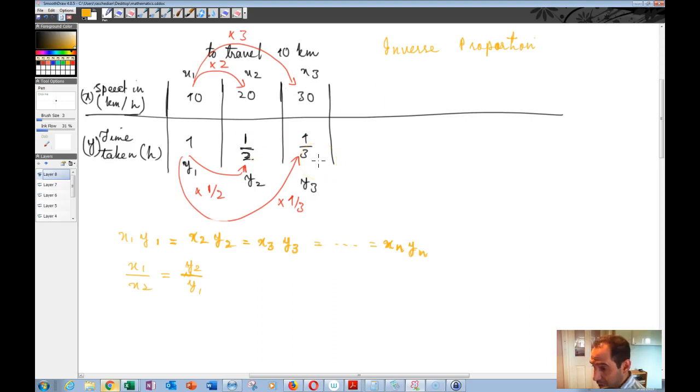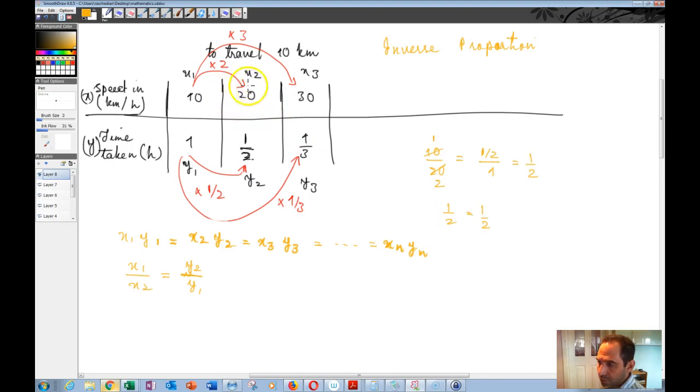So what that means is that basically the ratio of these two numbers, for example 10 to 20, is the same thing as 1/2 to 1. Meaning that 10 to 20 is equal to 1 to 2, and then 1/2 to 1 is equal to 1 to 2, so 1/2 is equal to 1/2.